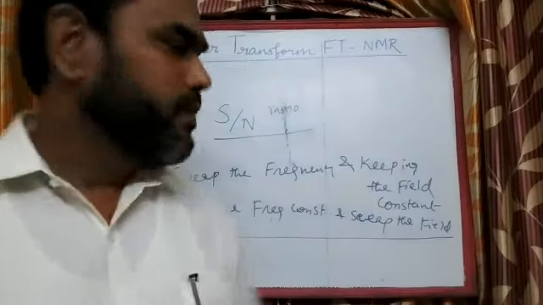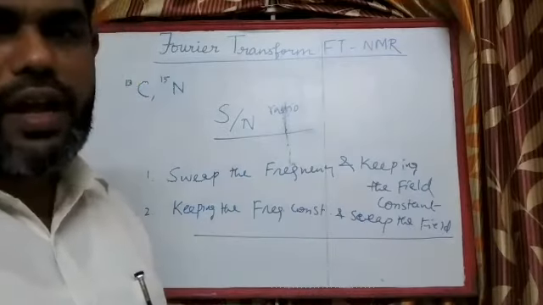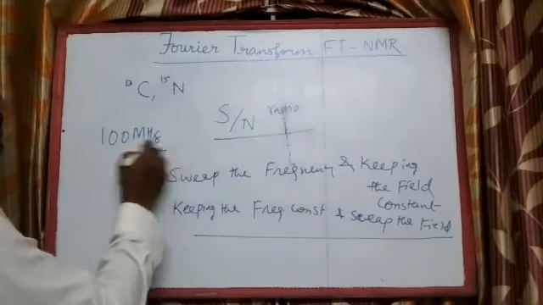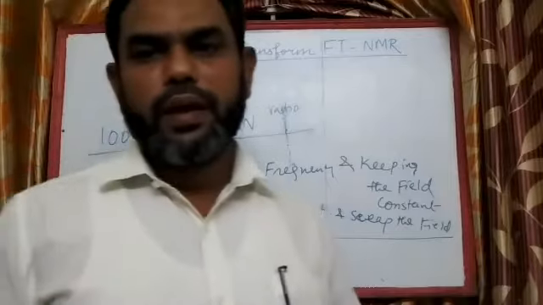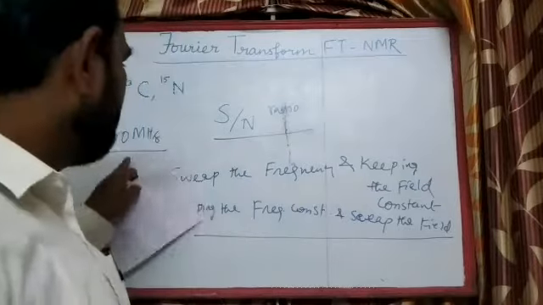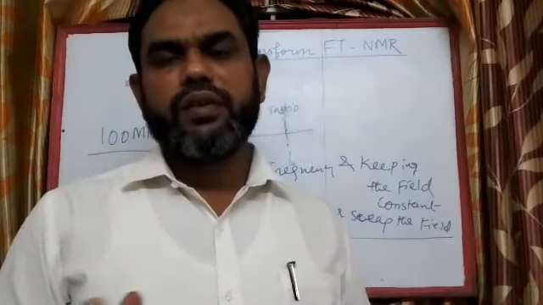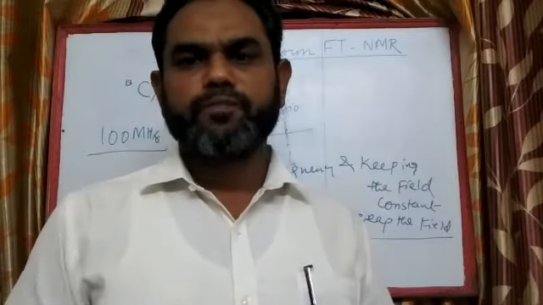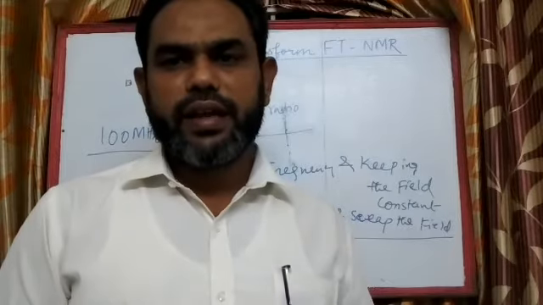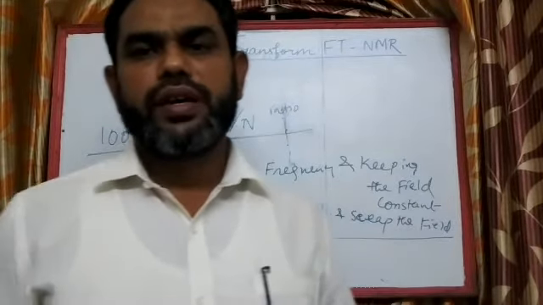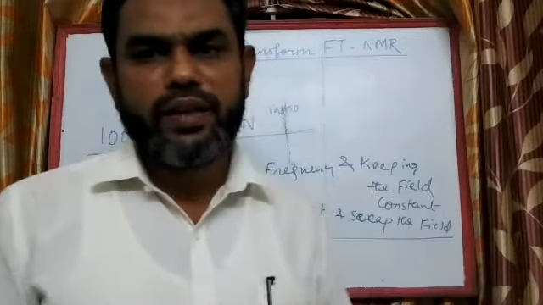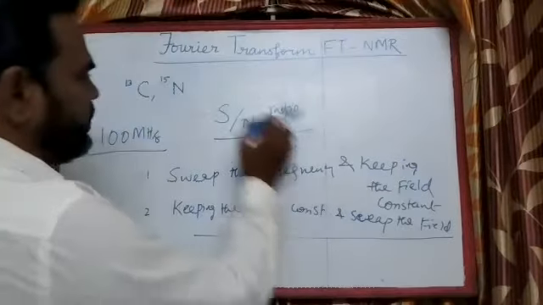If you keep the frequency constant, naturally we use about 100 megahertz of frequency for a proton NMR spectrometer. So by keeping this frequency constant, if you increase the applied magnetic field, that is sweeping the field, upon increasing the magnetic field the protons start to resonate depending on the different shielding constant. You might have studied this in chemical shift.